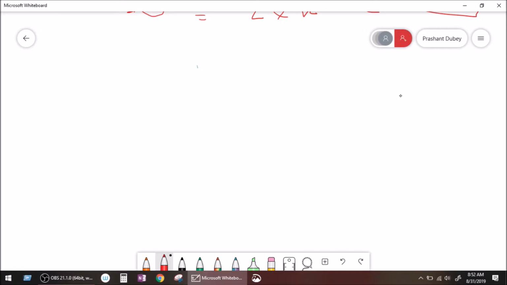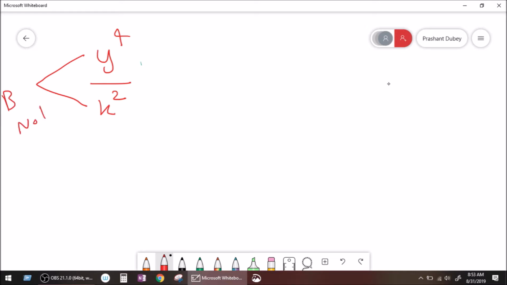Ready? Everybody? Ready, class? Let's do something like this. Let's take y to the power 4 divided by x to the power 2. Can we do this? Say yes or no. No. Why not? Because the base is not the same. We cannot divide this. So what can we do? y to the power 4 divided by x to the power 2. That's all we can do.